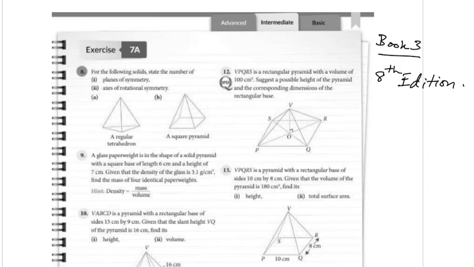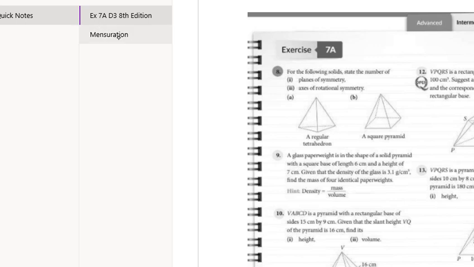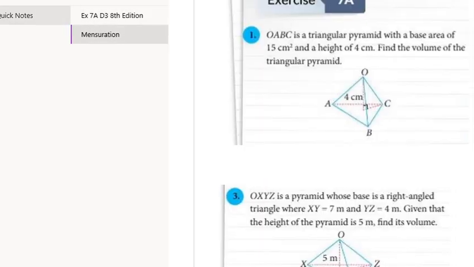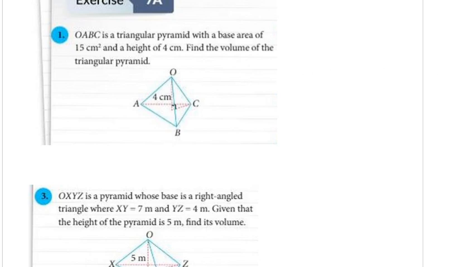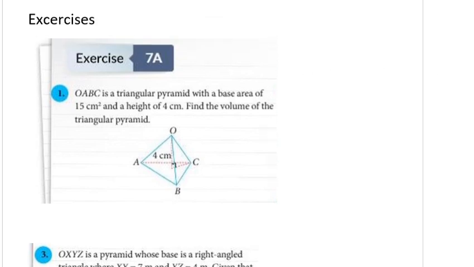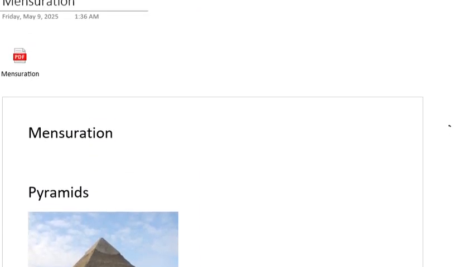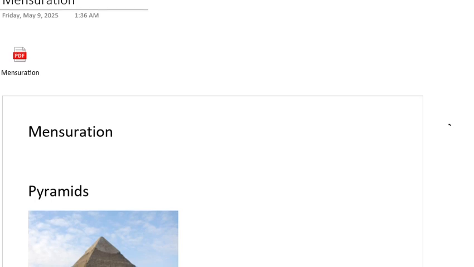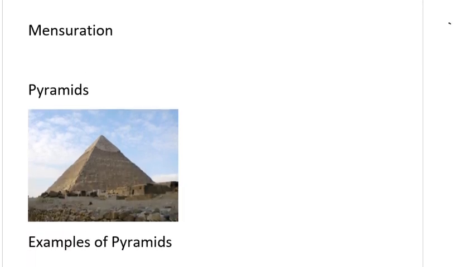Before starting work on this exercise, let's discuss what a pyramid is in the first place, and then we will start working on the problems. The topic is mensuration, and in this topic, we are going to deal with the surface areas and the volume of different three-dimensional objects. And in these three-dimensional objects, today we are going to solve problems of the pyramids.